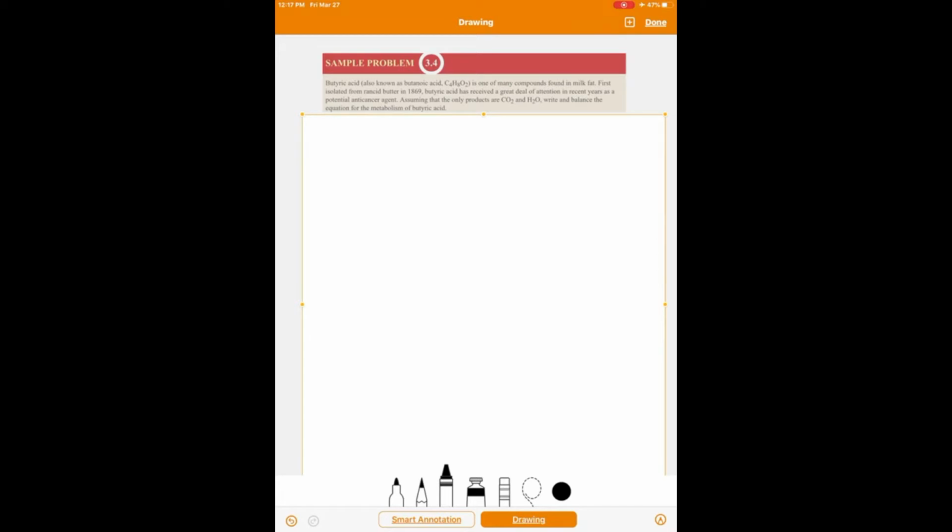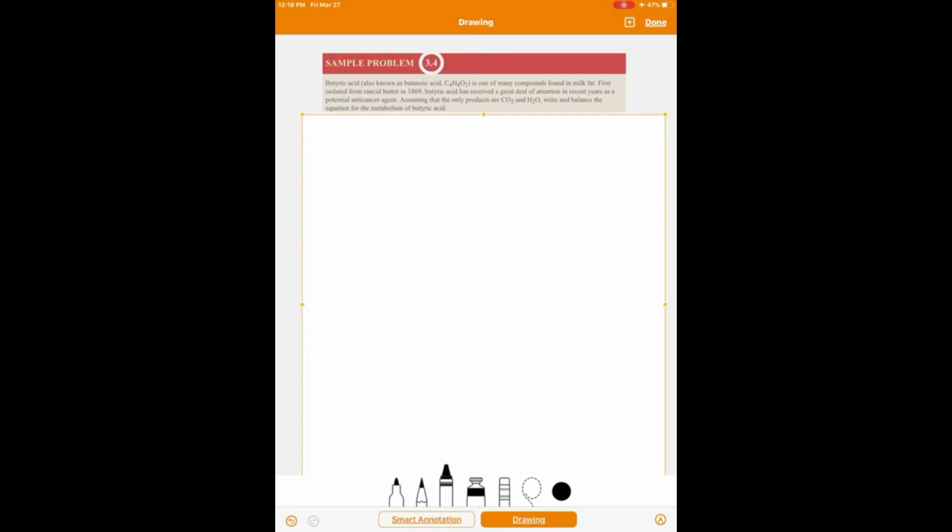You know, rancid butter is butter that's gone bad, right? In 1869, that's right after the American Civil War, butyric acid has received a great deal of attention in recent years as a potential anti-cancer agent. Assuming that the only products are carbon dioxide, CO2, and water, H2O, write and balance the equation for the metabolism of butyric acid.